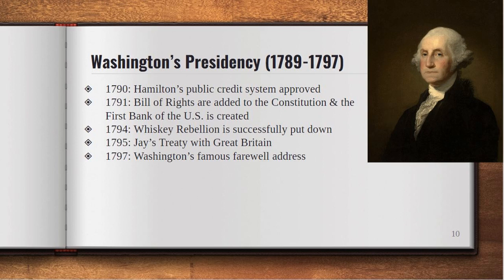A few other notable domestic and foreign policy events of Washington's presidency included the successful putting down of a rebellion in western Pennsylvania called the Whiskey Rebellion, which was over the whiskey tax. Also, Washington sent a delegation to Great Britain and negotiated Jay's Treaty, which was an attempt to resolve several lingering issues with the British. In 1797, Washington concluded his second term as president and gave his famous farewell address, warning the nations to steer clear of European alliances and conflicts and to not form political parties that will divide Americans.